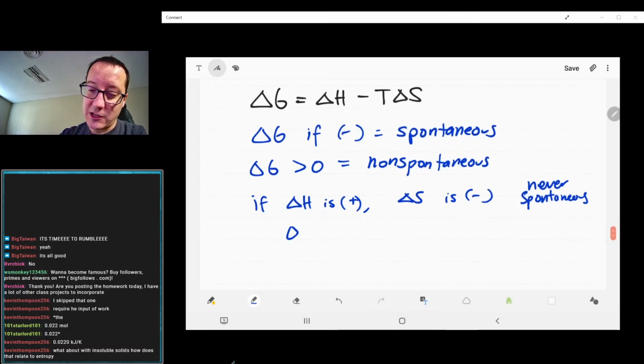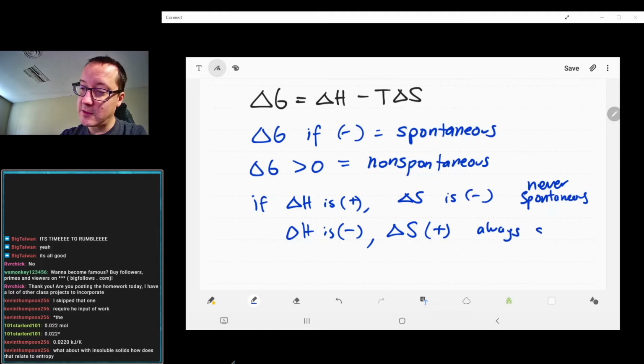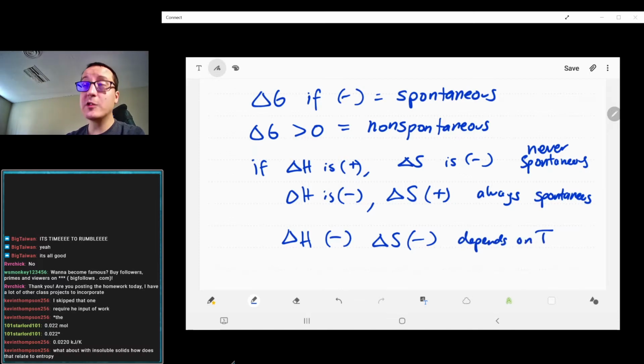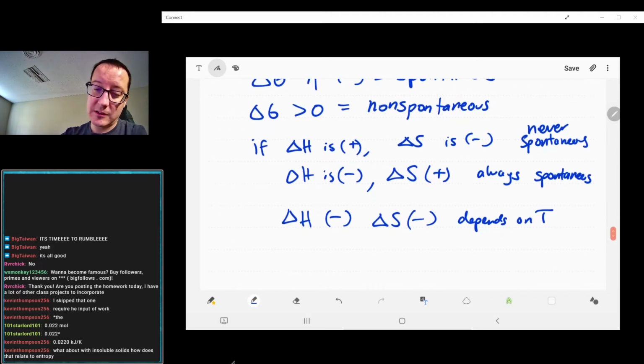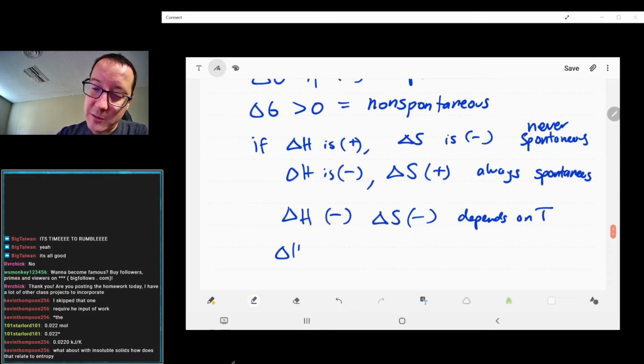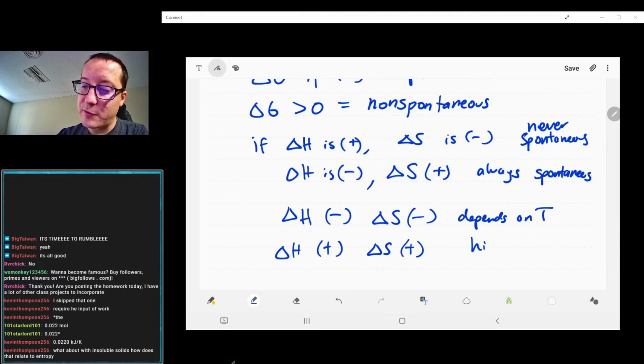Conversely, if you have delta H being negative and delta S being positive, that's always spontaneous at all temperatures, because you're always going to get a negative value for delta G. However, for the other scenarios, delta H negative but delta S negative, it depends on temperature. Those are better at low temperatures. And the opposite one, where they're both positive, also depends on T, and those prefer high temperature.